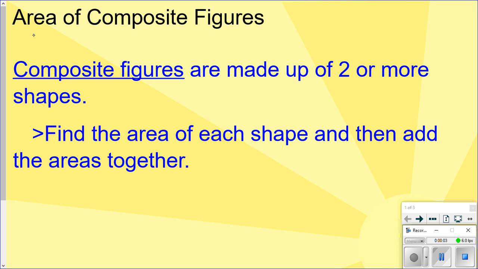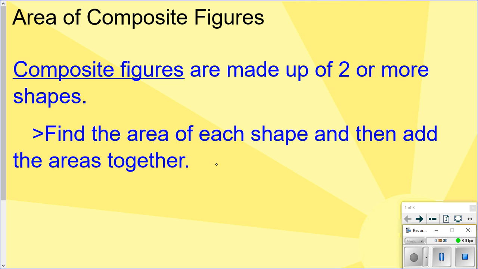This lesson is on the area of composite figures. Composite figures are figures that are made up of two or more shapes. So if you take a rectangle and a trapezoid and you attach them together, we call that a composite figure. When we're finding the area of composite figures, basically what we're going to do is just find the area of each shape and then add the areas together.